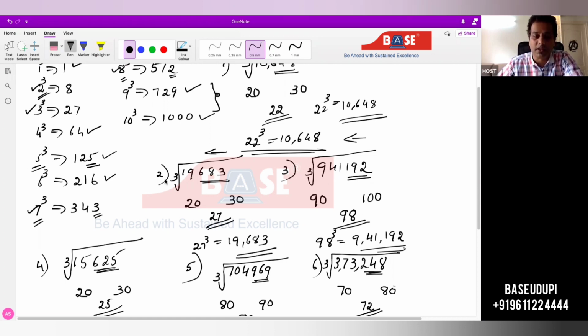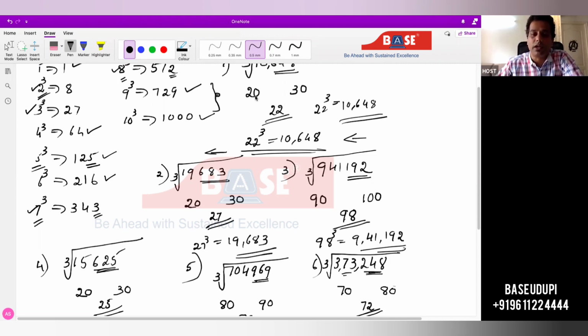Remaining digit in example 2, 19, is between 2 cube and 3 cube. Here 941 is between 9 cube and 10 cube. Here 15 is between 2 cube and 3 cube. Here 704 is between 8 cube and 9 cube. Here 373 is between 7 cube and 8 cube.